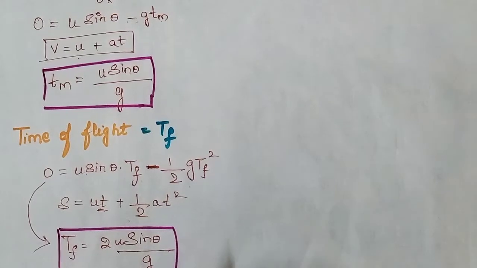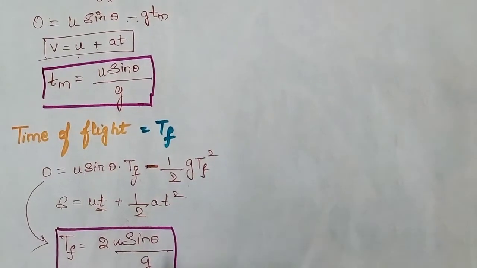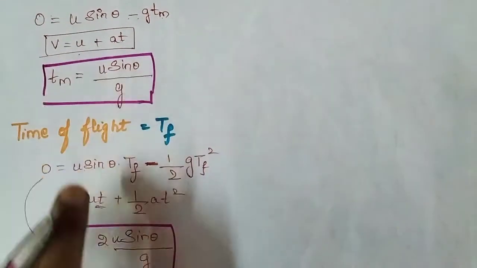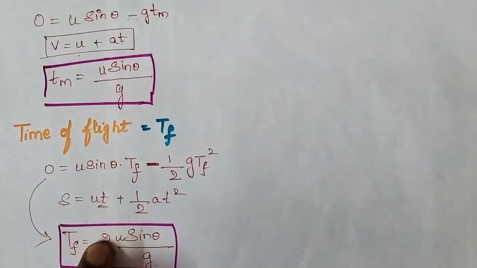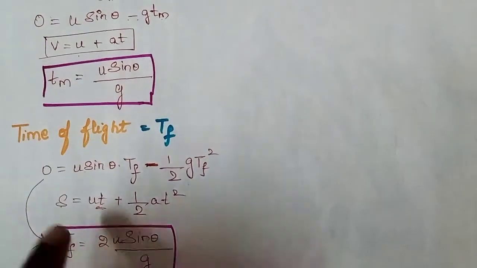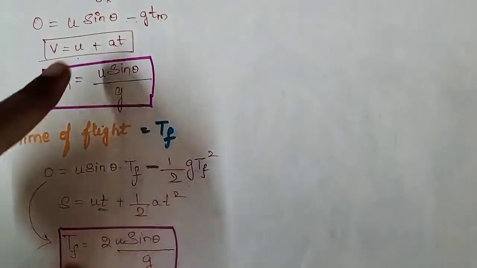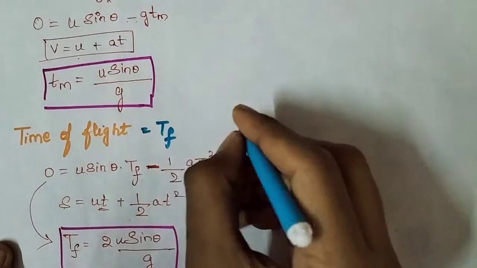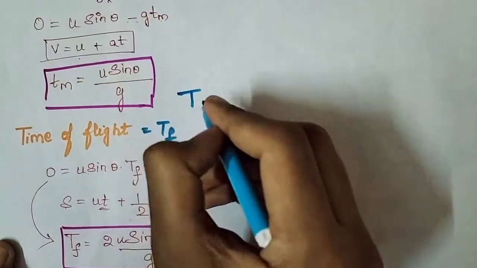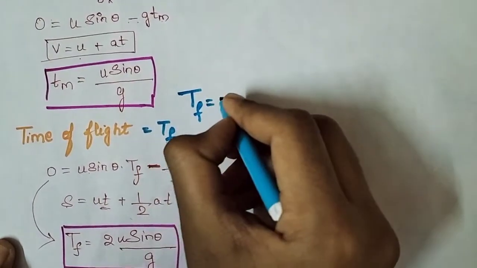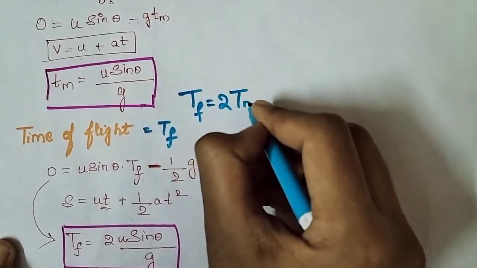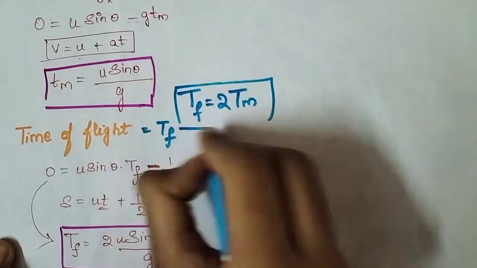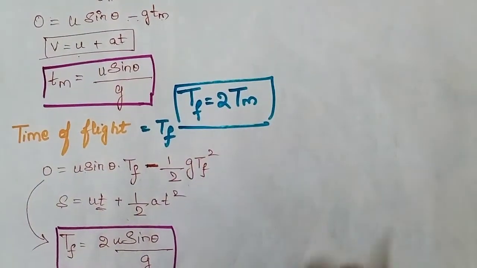Okay, next, we don't want to waste the time. We can find the relation between these two. That is, the Tf is 2 times of Tm. Shall we write it as Tf is 2 times of Tm. So this relation should be remembered always.